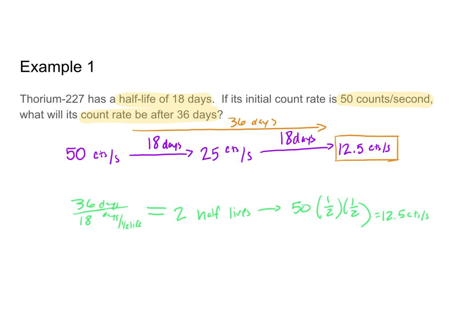So you guys decide which of these two methods you prefer. Do you want to just look at chunks of time, half-life by half-life, or do you want to look at how many half-lives have elapsed and use that to figure things out? There are a lot of ways to solve these questions, but the key point here is that we are looking at half-life. We're looking at everything half-life by half-life.